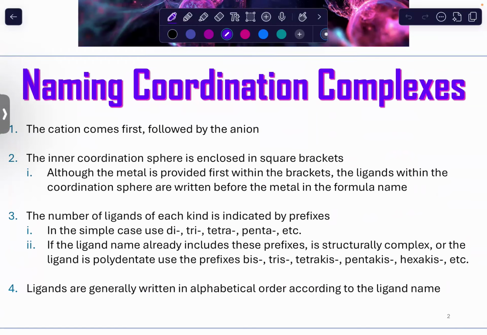So I found a textbook that goes way more into depth with the naming. So you're going to have nine specific rules for naming. Cation comes first, followed by anion. Remember I was telling you about the bracket notation? The inner coordination sphere is enclosed by square brackets. In the brackets, the metal comes first, but in the name, the ligands come first.